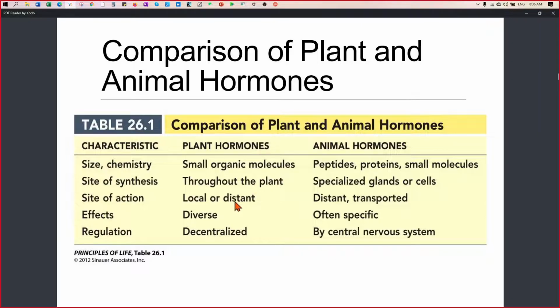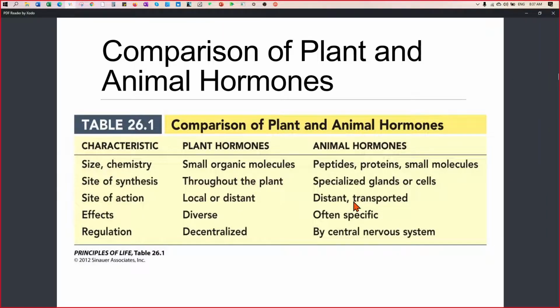So hormones in plants can travel all over the body of the plant, but they can also be used in the nearby tissue. But for animal hormones, usually it's distant. I think we can do this thanks to our blood circulation.